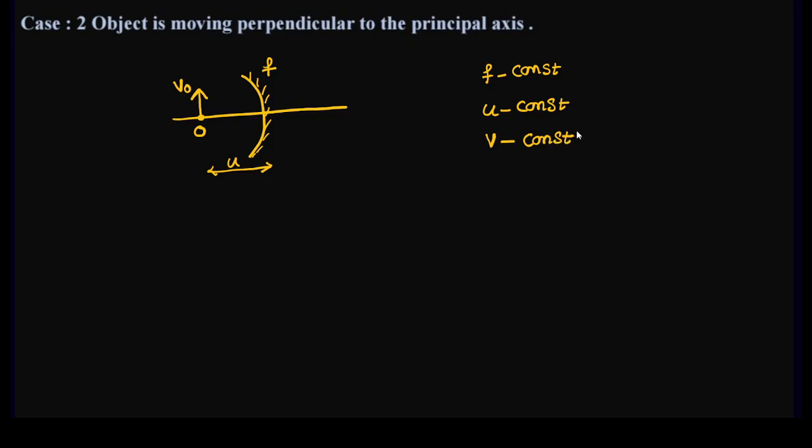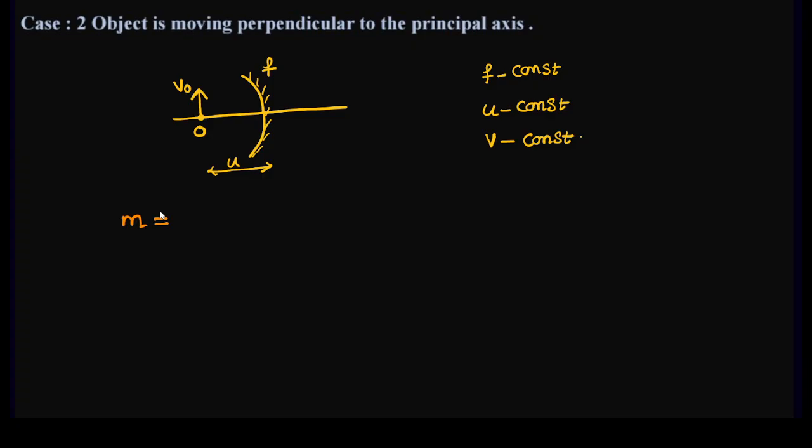What changes do we need to see here? Because of the spherical nature, the curveness of the mirror, magnification changes. What is the magnification? The other parameters are constant, so we don't use them. But the magnification changes. If it is a plane mirror, the magnification is also constant.